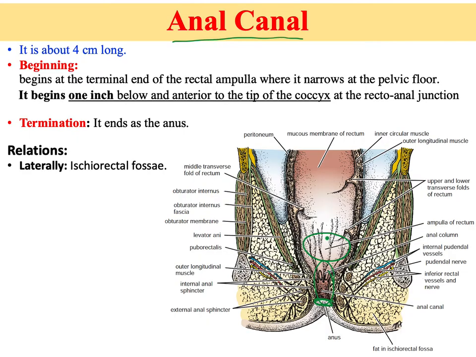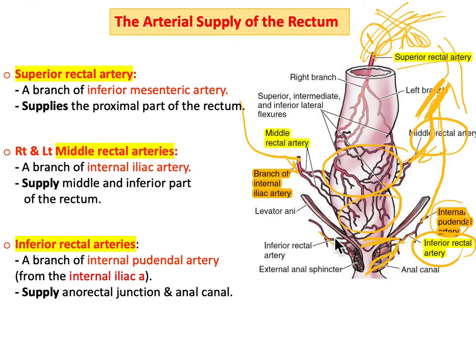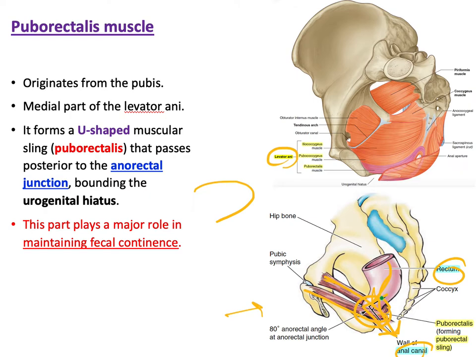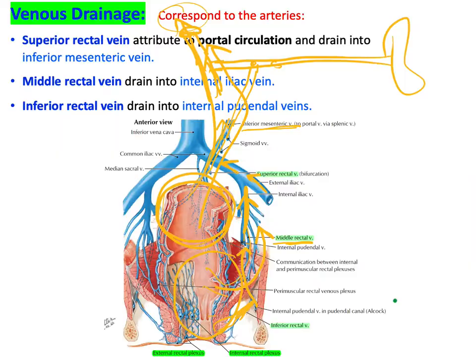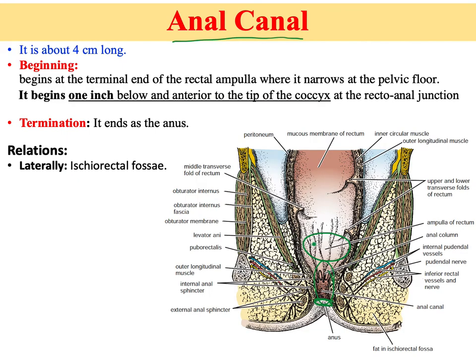So the rectum, as we mentioned, ends just 1 inch, this is not 100 percent exact, below the, say, this is the coccyx, so 1 inch anterior and 1 inch below the tip of the coccyx, say here. So this is the terminal part of the rectum and the beginning of the anal canal. So this is the beginning of the anal canal.